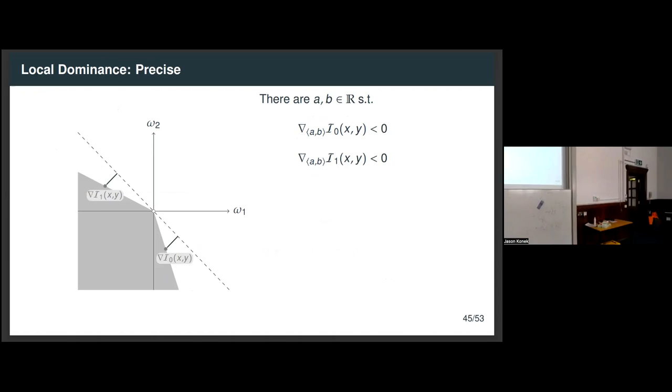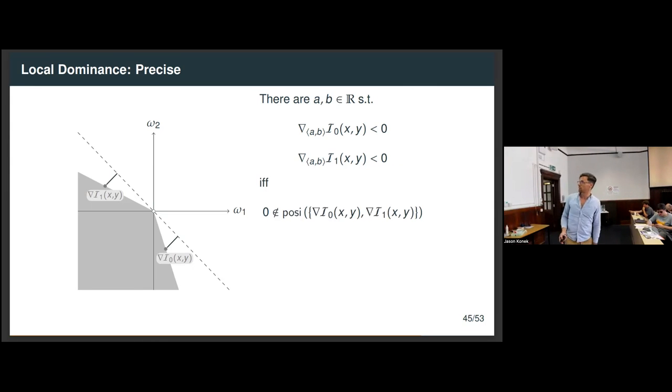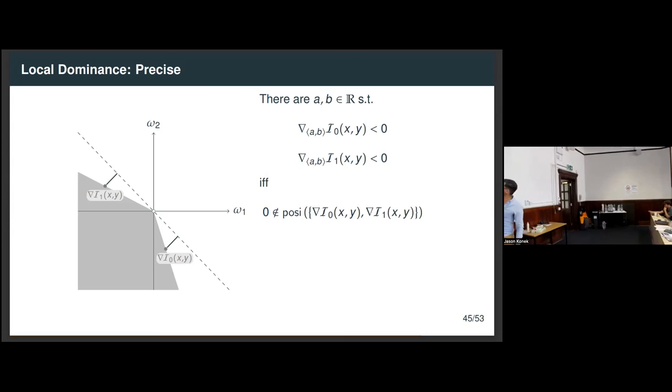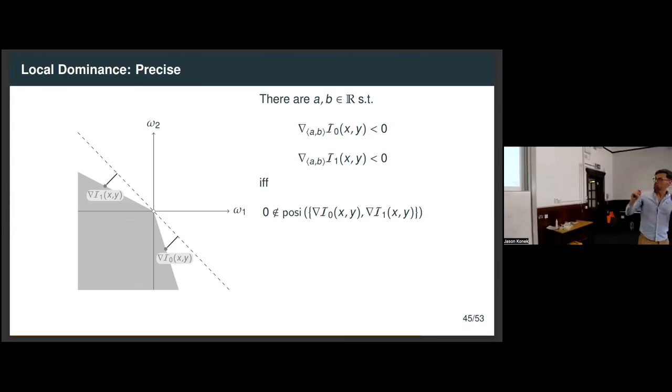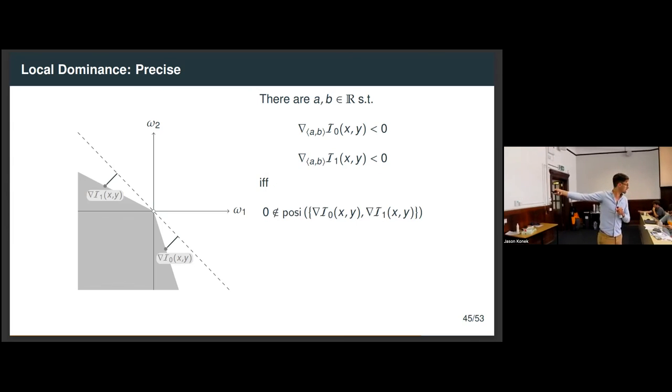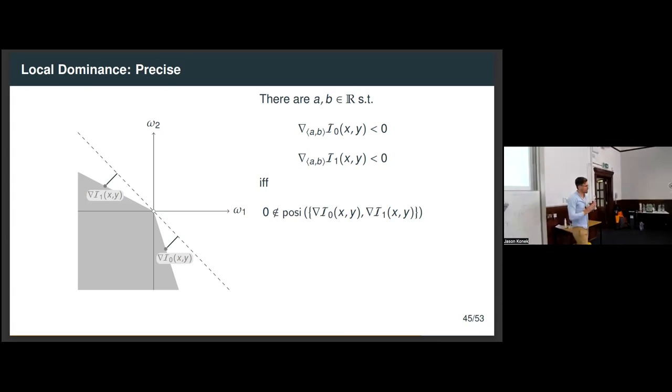So when I can put them on the same side of the line, then there's a way I can nudge them away from where they currently are that is guaranteed to improve accuracy. And it turns out I can do that just in case, when I look at the positive cone generated by these two gradients evaluated at this point, zero isn't in that positive cone. Then I can plot a line through zero and put them both on the same side. So this gives me a test, a condition, for when I can nudge them in a direction that is guaranteed to improve accuracy.